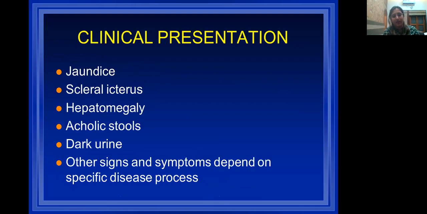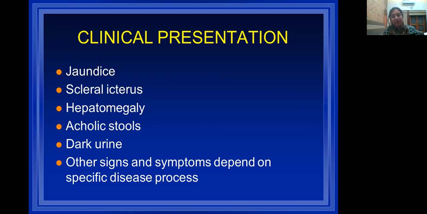Now, coming to the clinical presentation, first and foremost, there is going to be a lemon yellow discoloration of the entire body, including palms, soles, everything, and mucous surfaces. That is jaundice. Then scleral icterus. With that, we are going to find hepatomegaly. If it is a hepatocyte-associated injury, then hepatomegaly is quite evident.